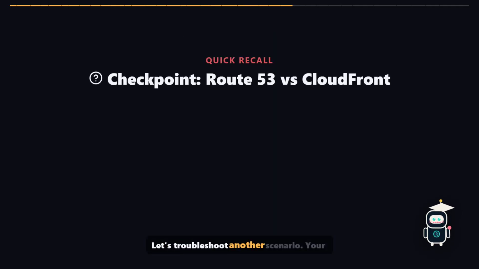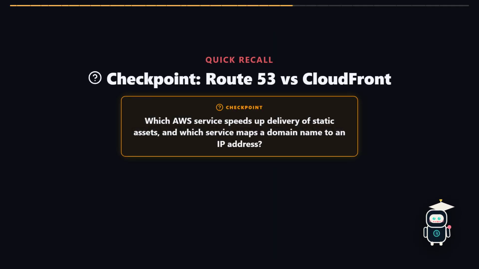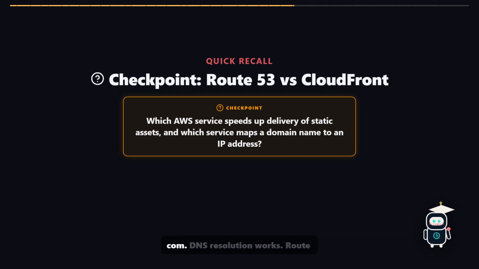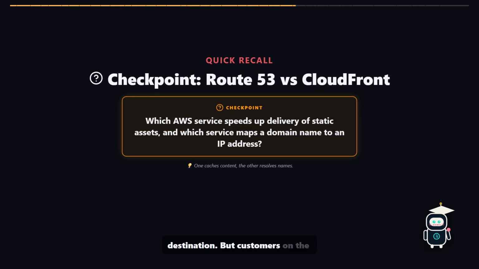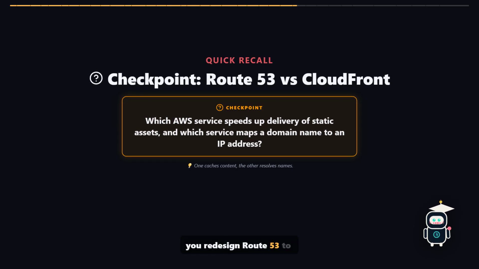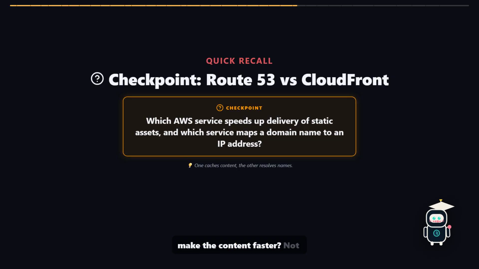Let's troubleshoot another scenario. Your company runs an e-commerce site in AWS. Customers can successfully open shop.example.com. DNS resolution works. Route 53 is returning the correct destination. But customers on the other side of the world complain that product images and static files load slowly. Should you redesign Route 53 to make the content faster?